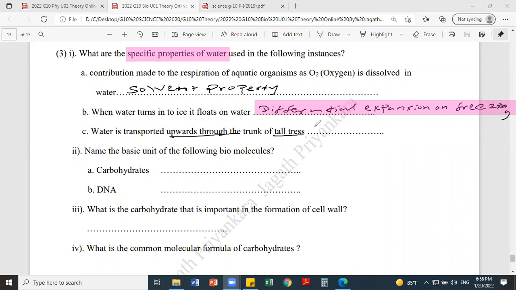So the answer will be high cohesive and adhesive forces.